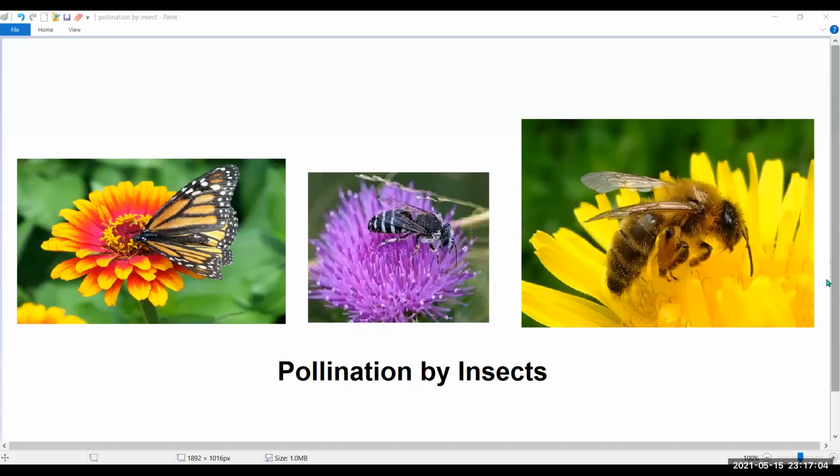Flowers pollinated by insects show certain characteristics. Most flowers have brightly colored petals to attract insects, for example, rose and marigold. Most flowers produce nectar. The flowers are sweet smelling, for example, night jasmine. And the pollen grains and stigma of most of these flowers are sticky.